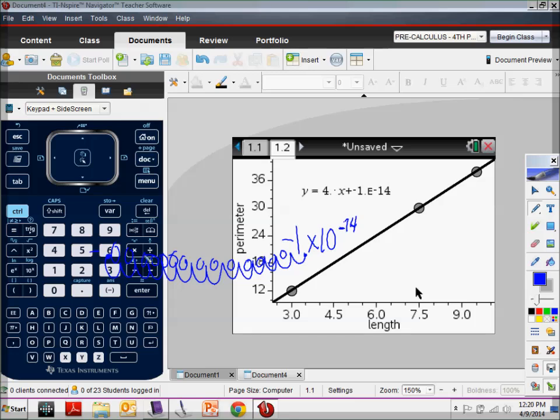So that means this value does not affect my problem. And what did we say our function would be? 4x. So what's the answer?